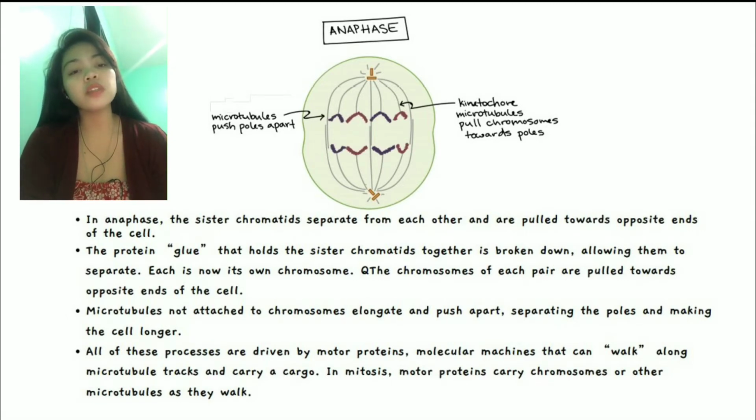All of these processes are driven by motor proteins, molecular machines that can walk along microtubule tracks and carry a cargo. In mitosis, motor proteins carry chromosomes or other microtubules as they walk.